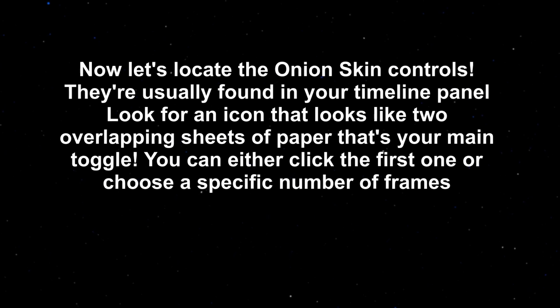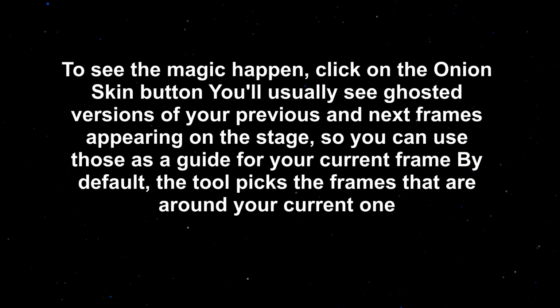Now let's locate the onion skin controls. They're usually found in your timeline panel. Look for an icon that looks like two overlapping sheets of paper. That's your main toggle. You can either click the first one or choose a specific number of frames. To see the magic happen, click on the onion skin button.